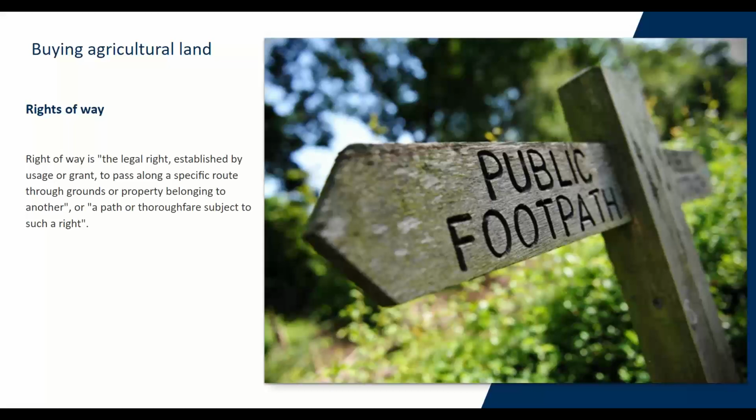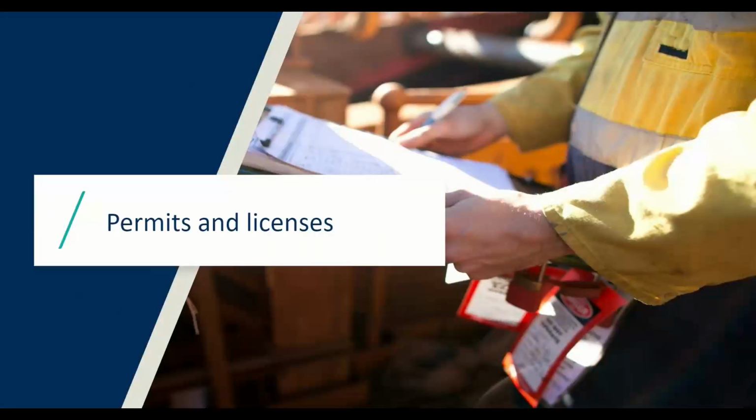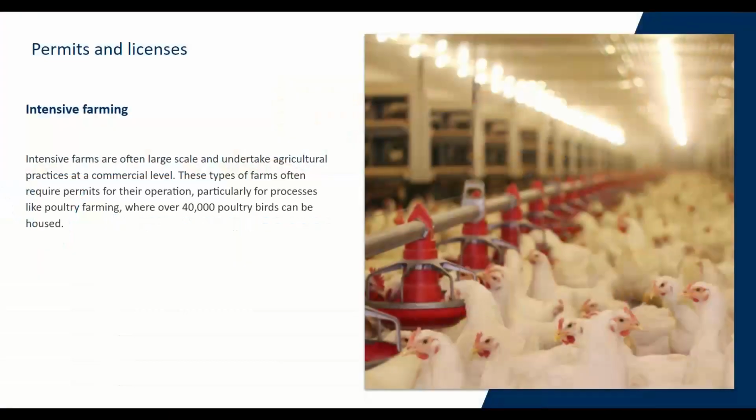It is very, very slightly different when it comes to agricultural land and some of the issues that come with it. Another common concern is permits and licenses. So, intensive farming, often large scale, undertakes agricultural practices at a commercial level, and these types of farms generally require a permit in order to operate, particularly for processes like livestock farming, so poultry farming, where there are certain limits on the number of poultry birds that can be housed.